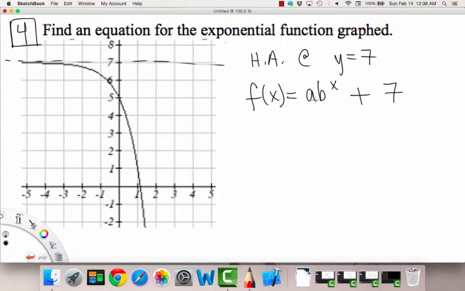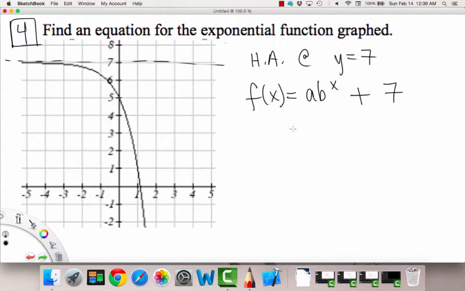We could figure out our a, because a is just our vertical intercept, right? So that would be at (0, 5), so a must then equal 5. So now we're at f of x equals 5 times b to the x, plus 7. Okay? And now, actually, I'm going to backtrack and pretend I didn't say any of that previous stuff.